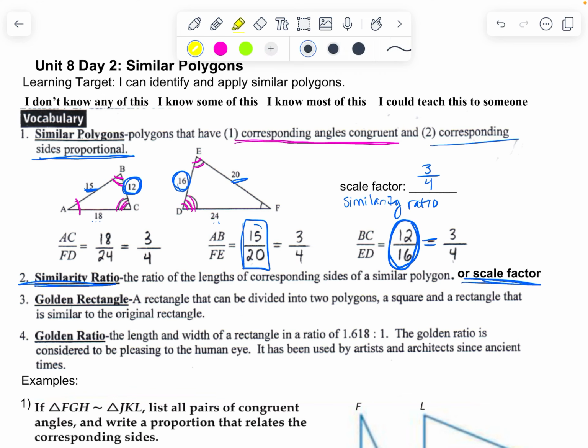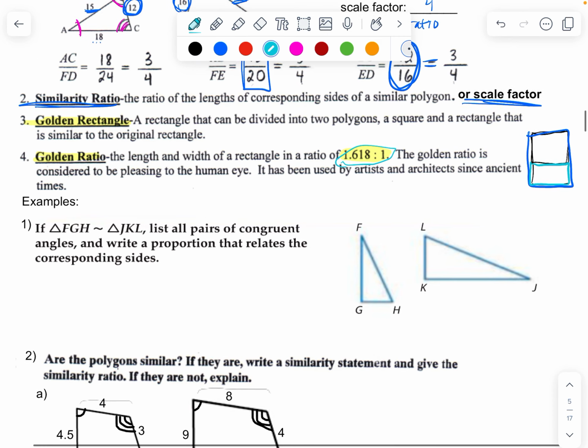Golden rectangle, golden ratio. I can go on rants about this, but this is a really cool concept in math. This is a very popular ratio. It's found in nature all the time. And it's basically, if you drew a square in a rectangle, the two rectangles, the big one and the little one, are similar. And their ratio is this, 1.618 to 1. That's the golden rectangle. It's thought to be pleasing to the eye.